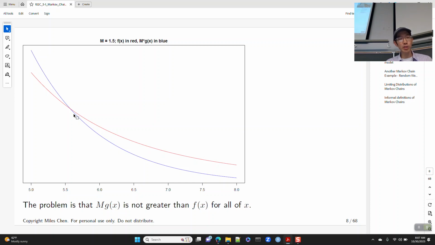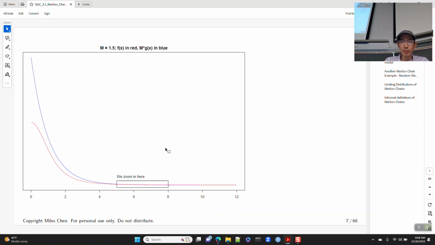So basically, once we go past, say, 5.5, we're never going to be generating enough values from g of x to match up with the heavy-tailed nature of the t distribution. So that's with m equal to 1.5.